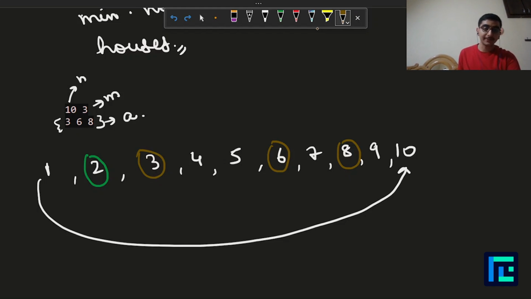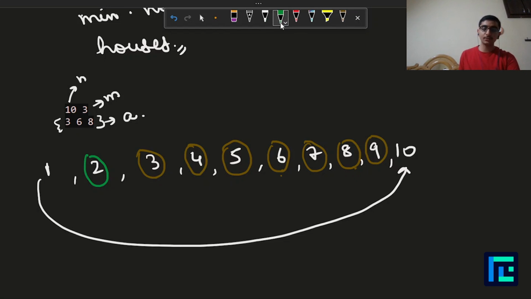So 3 was initially infected, so 4 gets infected, right? 6 was initially infected, so 5 gets infected. 6 and 8 both are initially infected, so 7 also gets infected. And 8 is infected, so 9 also gets infected, right? So this is the situation at the end of day 0, right? Serno has protected one house and all these houses have got infected.